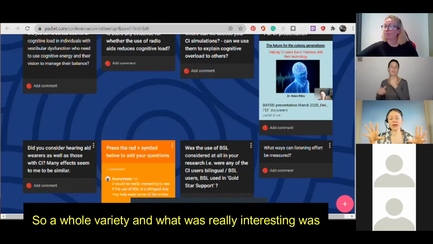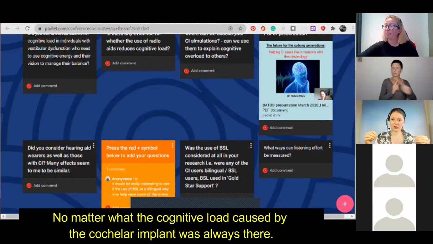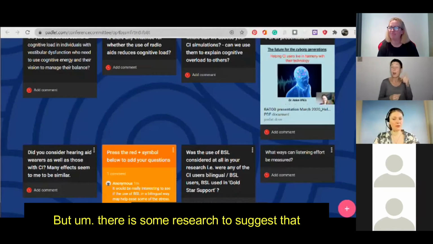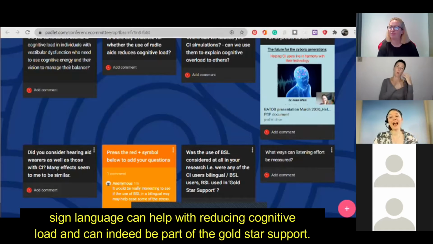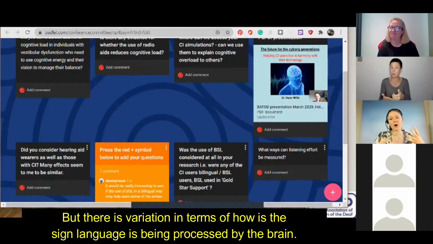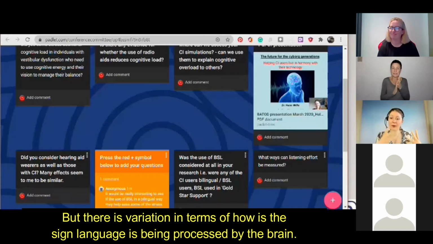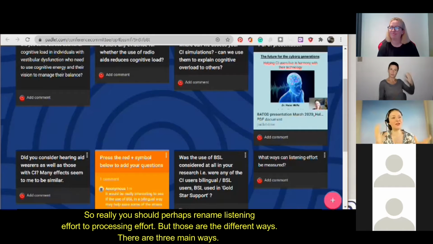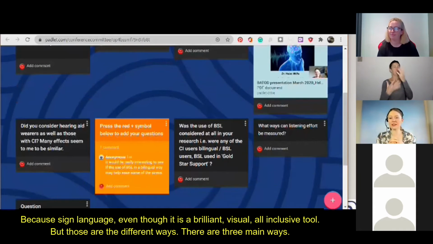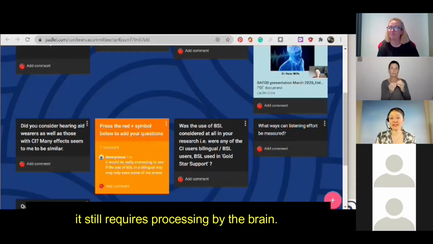So a whole variety. And what was really interesting was no matter what, the cognitive load caused by the cochlear implant was always there. But there is some research to suggest that sign language can help with reducing cognitive load and can indeed be part of the Gold Star support. But there is variation in how the sign language is processed by the brain. So really you should perhaps rename listening effort to processing effort, because sign language, even though it's a brilliant visual or inclusive tool, still requires processing by the brain.